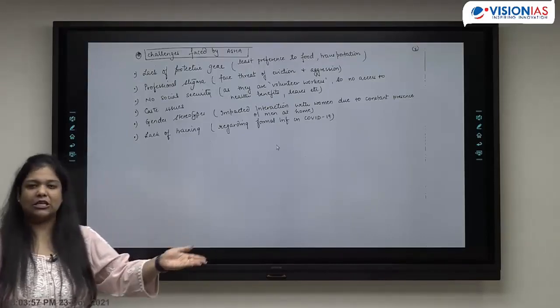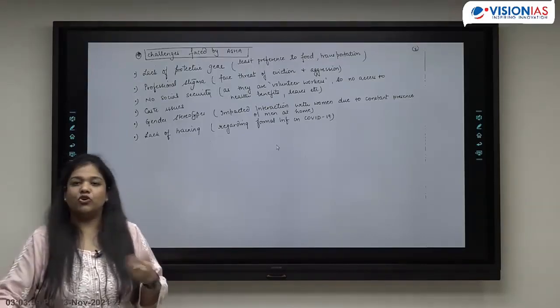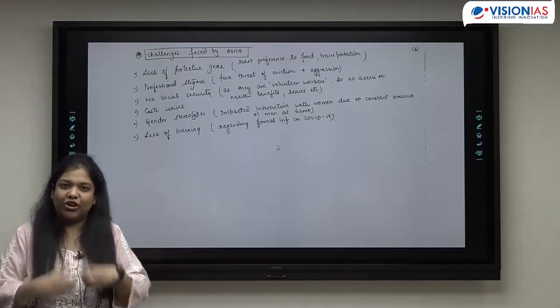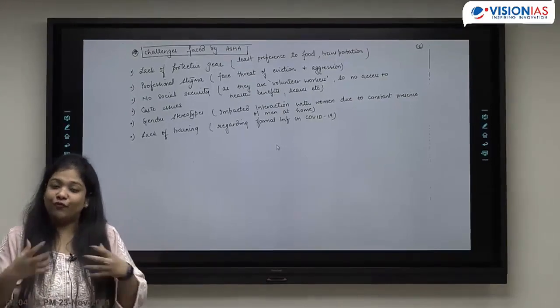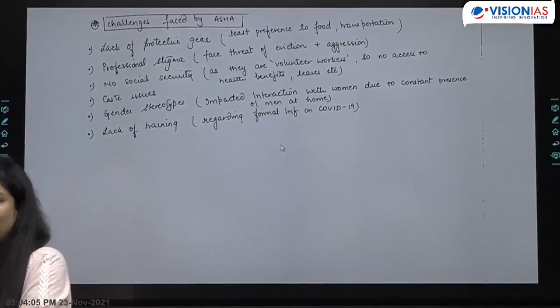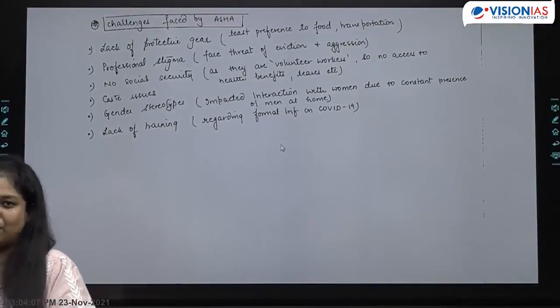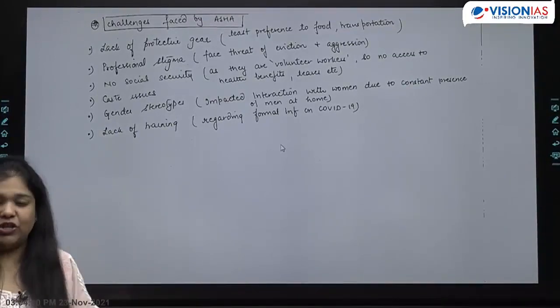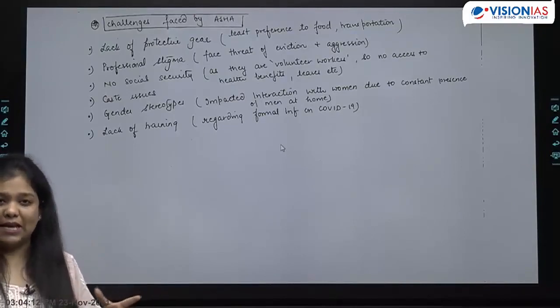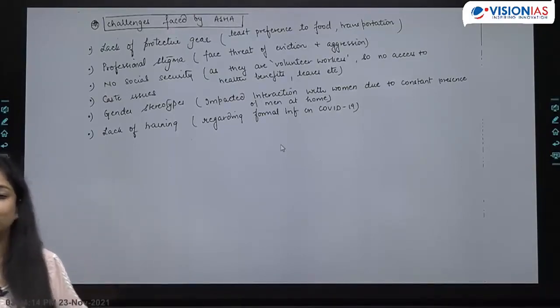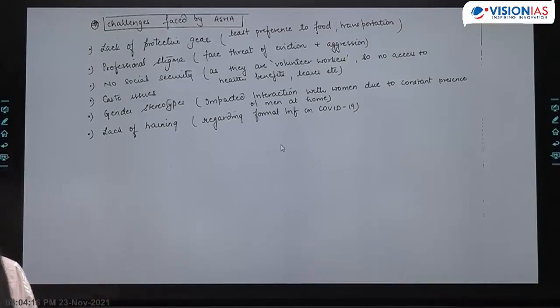We'll just discuss this in another 5-10 minutes. Why? Because there was a constant fear of contracting the infection. There was a constant fear that they would be transmitting the infection to their family members. There was a constant pressure because of so many people dying while they were working in the field. So all of that, in the absence of any social security measures, created a lot of stress and anxiety on these frontline workers.